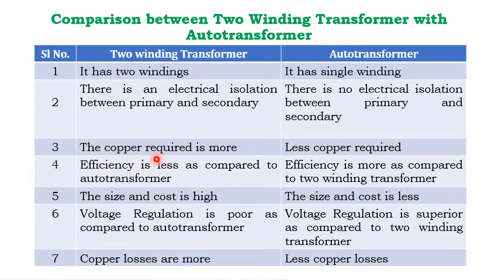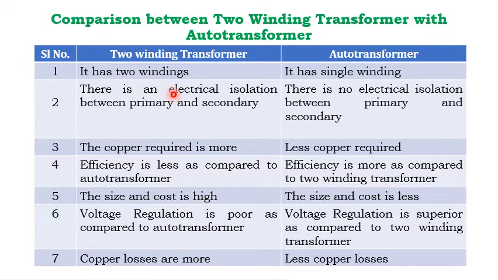Now here the copper required is more. Obviously both the windings are electrically isolated, so the copper required will be more in case of a two winding transformer. The copper required in case of an auto transformer is lesser. Efficiency is less in a two winding transformer as compared to an auto transformer. In case of an auto transformer, you will find more efficiency comparatively.